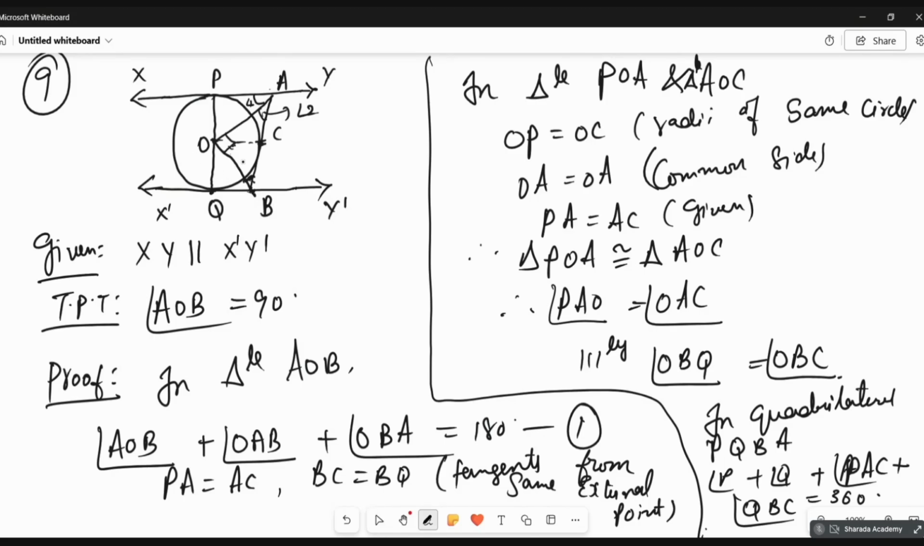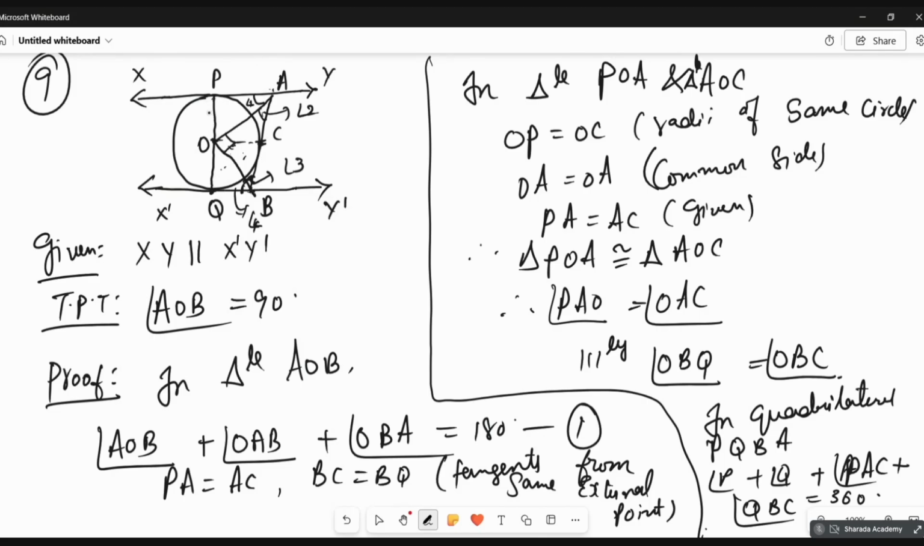Similarly, here also the same rules will hold good. I can say this angle is equal to this angle. This I'll call angle 3, and this angle I'll call angle 4. 3 and 4 are also equal by congruence of these two triangles. This much we have proved. Angle 1 and 2 equal, 3 and 4 equal.